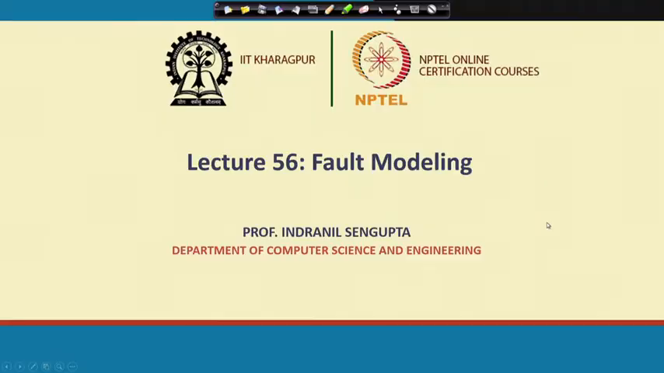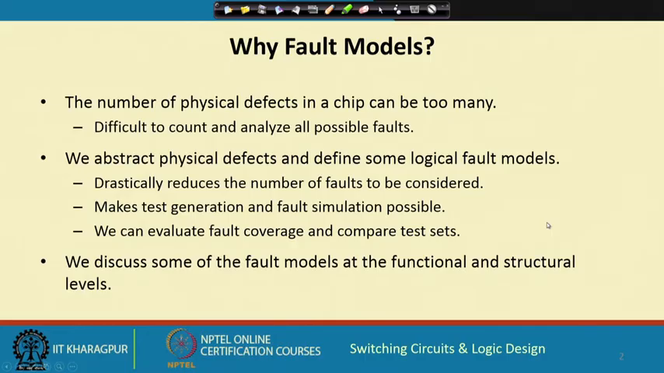In this lecture, we shall be starting the discussion on fault modeling. If you recall, we discussed in the last lecture that fault modeling is one very important step that we should do at the very beginning before we go through the other steps like test generation, fault simulation, etc. So, the topic of this lecture is fault modeling.